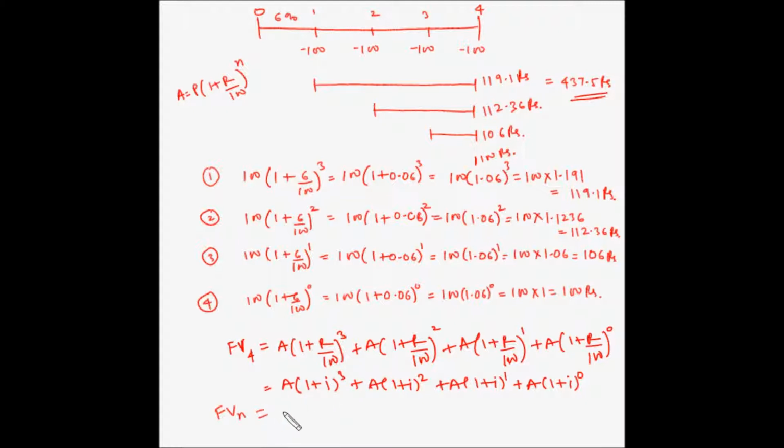So here this becomes a into 1 plus I to the power n minus 1, plus, now the second term was a into 1 plus I to the power n minus 2, that is 4 minus 2, and then 4 minus 3 and so on. So a into 1 plus I to the power n minus 2 plus a into 1 plus I to the power n minus 3, so on, up to a into 1 plus I to the power 0, and 1 plus I to the power 0 is 1, so we leave it at this. Let's say this is number 1.